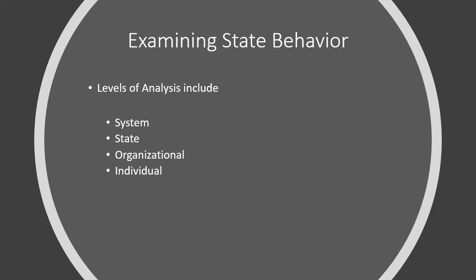There is first the system level analysis. So system level analysis looks at the international system. More specifically, how the international system affects the behavior of nation states, with the key variable being that the international system includes the power of each state rather than being independent of them. Okay, the second level of analysis is the state level analysis.